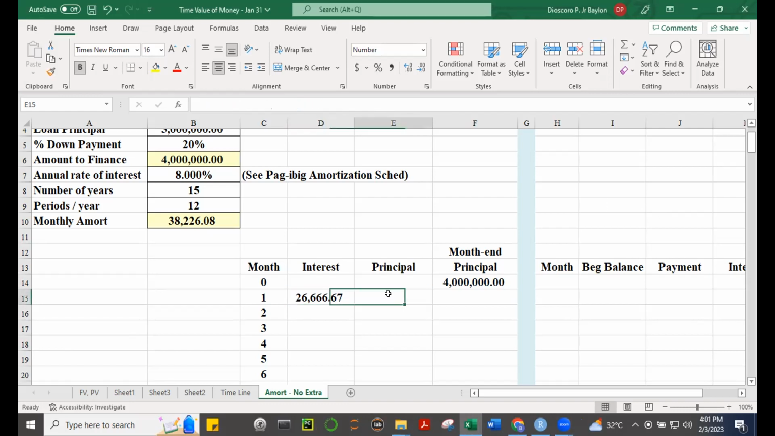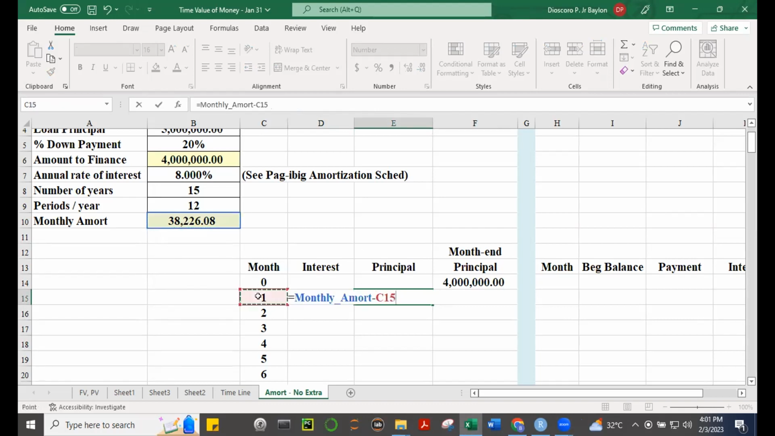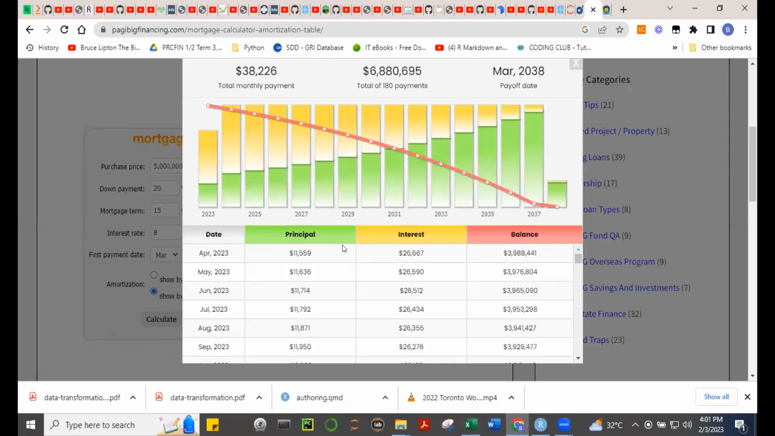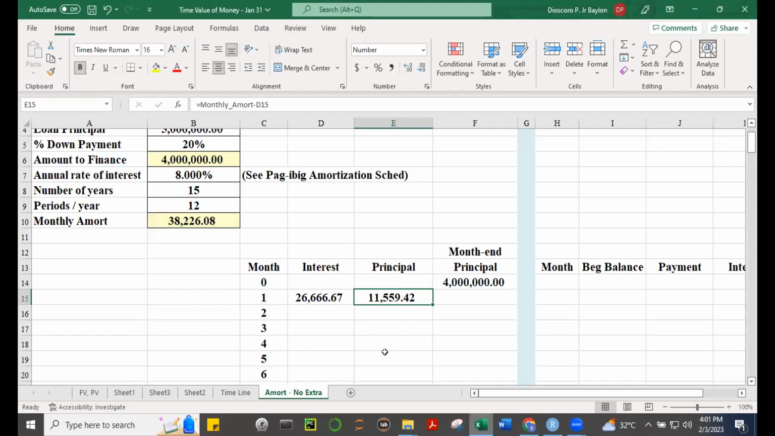Okay, then how much will be paid to the principal? So the total amount that we're going to pay is 38,226. Of this, 26,667 will go to the interest. Therefore, the principal payment will just be the amount we're going to pay minus what will accrue for the interest. So the monthly amortization minus the interest payment for that specific month. So this is the amount that will only go to principal. If we take a look at the answer here, 11,559 and 26,667 for the first month, to the nearest centavo.